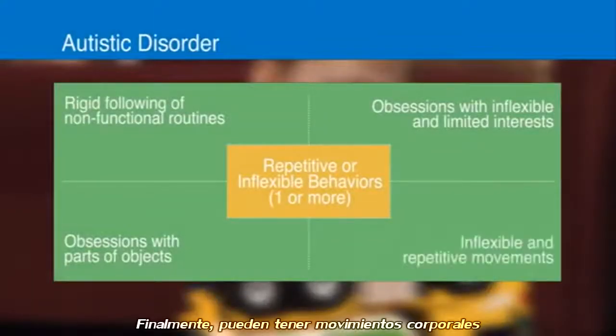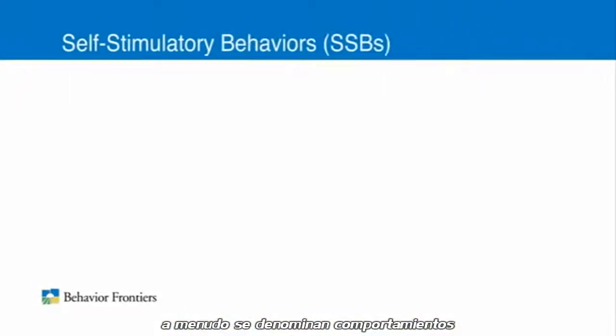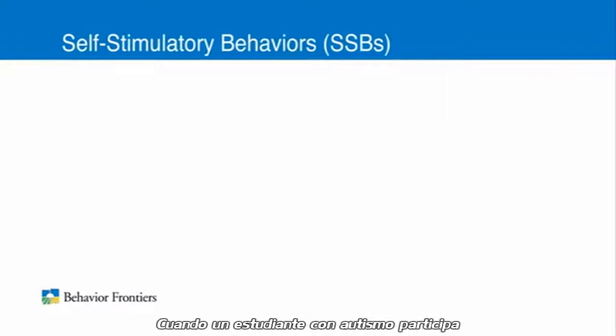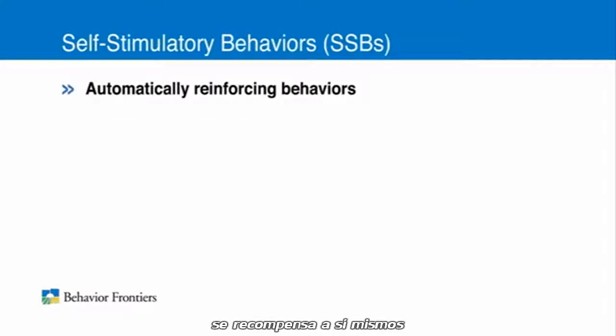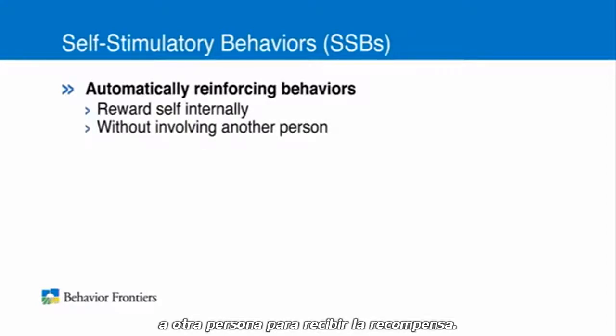Finally, they may have inflexible and repetitive body movements. Inflexible and repetitive body movements are often referred to as self-stimulatory behaviors, or SSBs. Sometimes this is even shortened further to stimming, or STIM. When students with autism participate in these behaviors, they are automatically reinforced. That is, they reward themselves internally without having to involve another person to give them the reward.